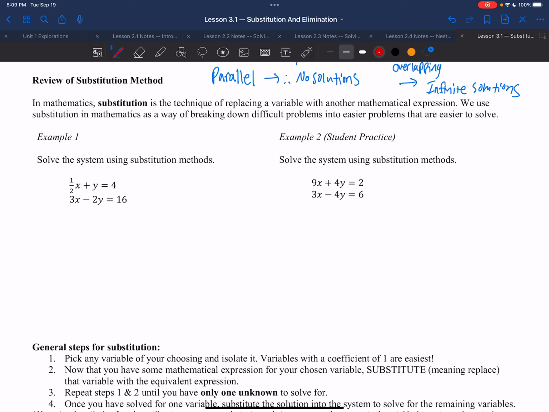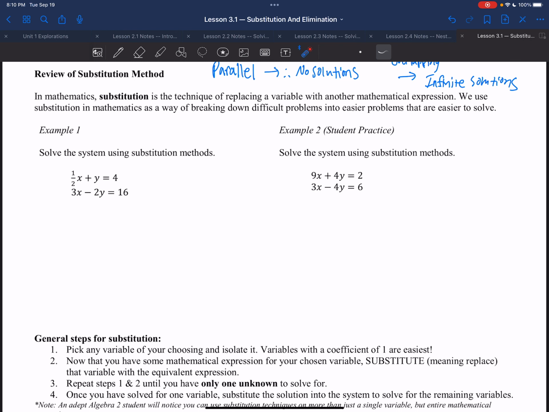So in mathematics, what is substitution? What does this word mean? Well, to substitute something means to replace, right? So a substitution is a sort of replacement of some mathematical variable, right? So replacing a variable with another mathematical expression. And I will stipulate, it doesn't have to just be a variable. It can be any mathematical expression.